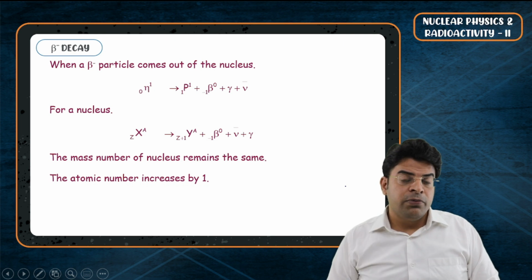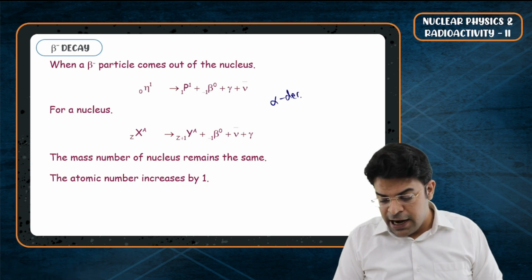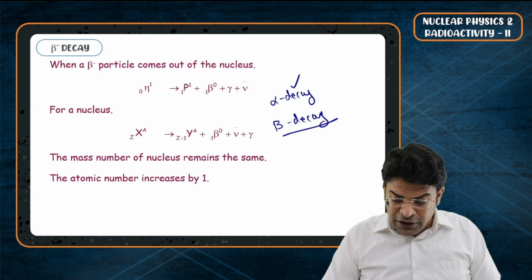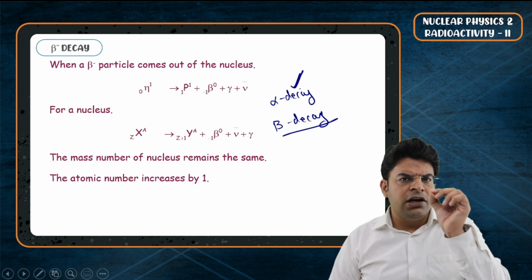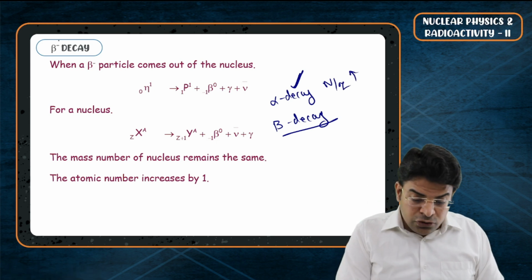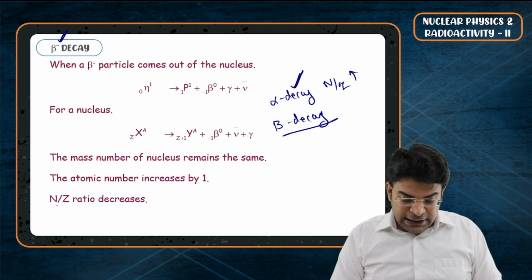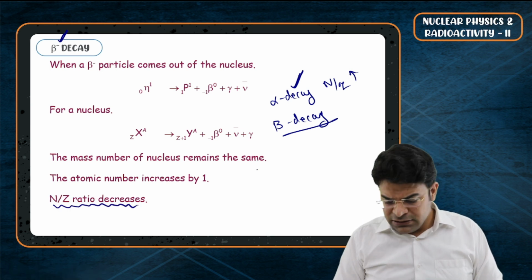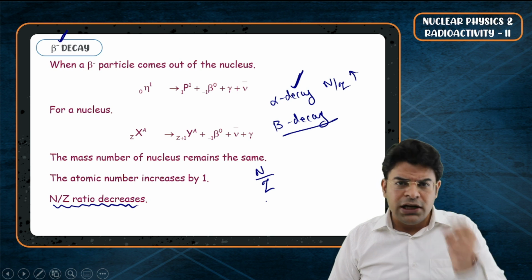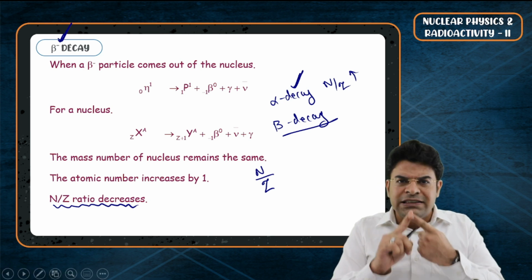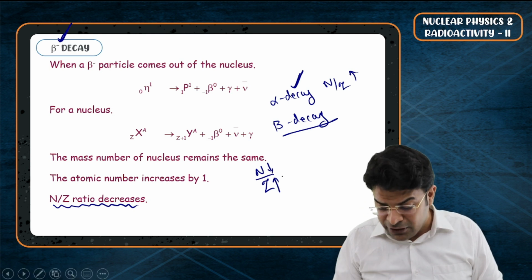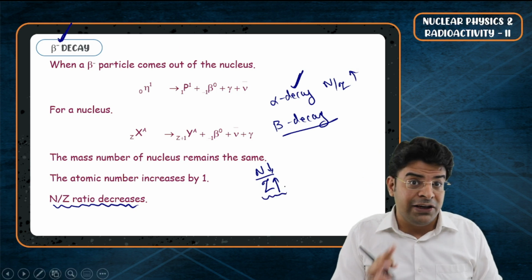Now comes the important part, which explains why alpha decay and beta decay, which is beta minus decay, can't take place simultaneously. For alpha decay, we learned that every time a nucleus undergoes alpha decay, the N by Z ratio increases. But when a nucleus undergoes beta minus decay, you should understand that the N by Z ratio will decrease. Why? Sir, N by Z ratio is what? The number of neutrons upon the number of protons. When the nucleus undergoes beta minus decay, one of the neutrons inside the nucleus is converting into a proton. So the number of neutrons is decreasing, the number of protons is increasing. So the N by Z ratio is decreasing.